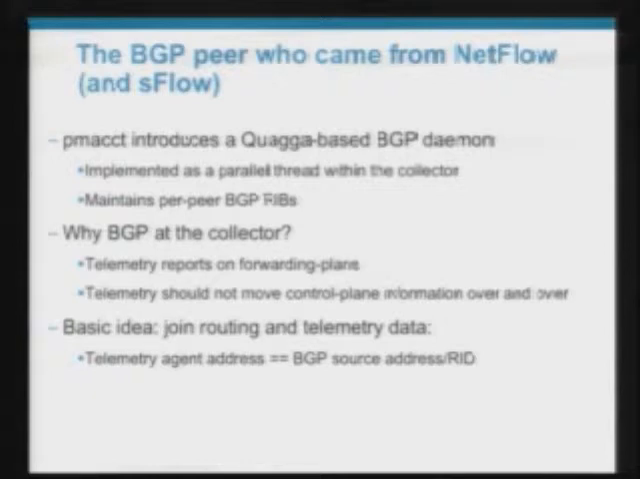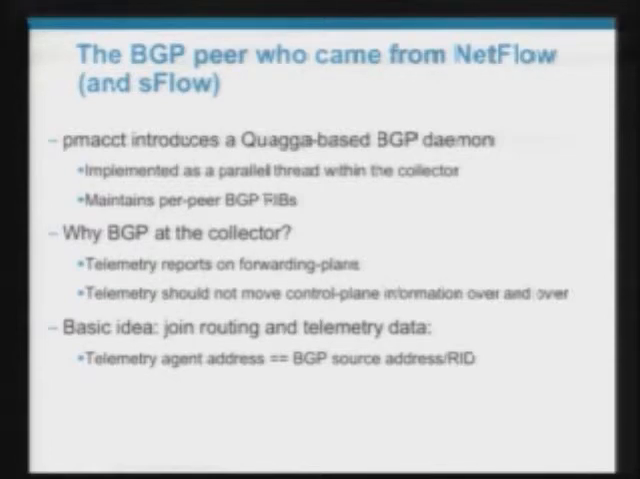The basic idea of how to join telemetry information with routing information is to take the telemetry IP address, so the agent IP address, in the case of NetFlow the source IP address, or in the case of sFlow the agent ID, and match it against the BGP source address or the router ID. A few features of this implementation: it's a parallel thread within a collector. The other very important one is that this information is never used to compute any best path route or anything like that. Every route collected from the router is maintained separately.